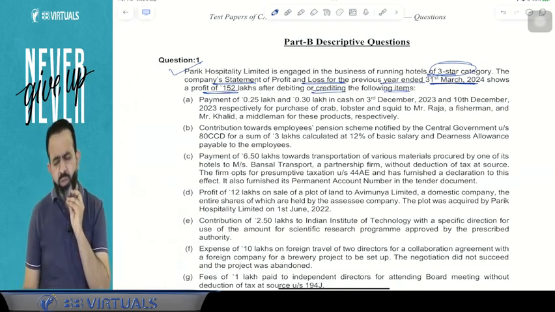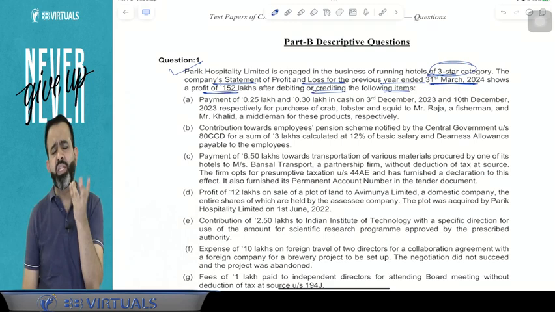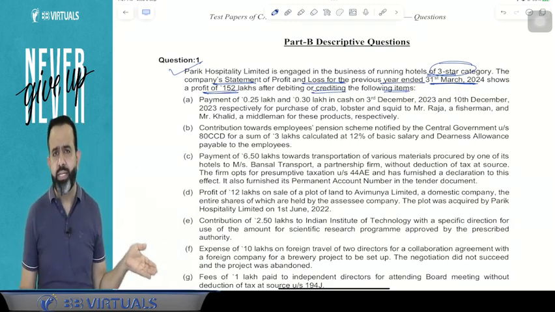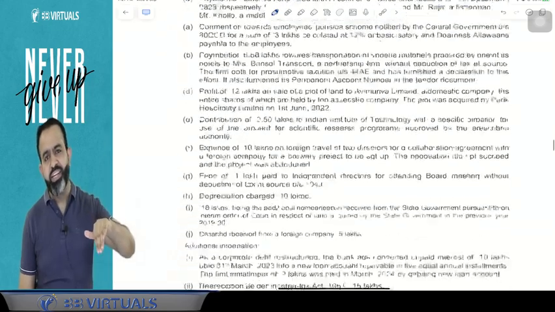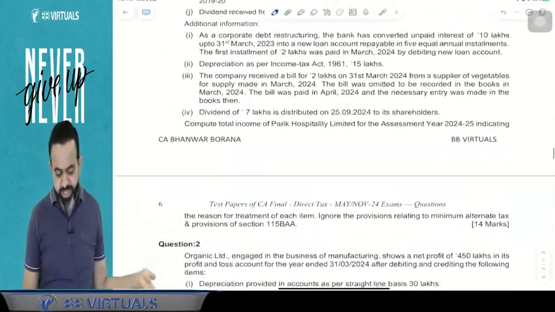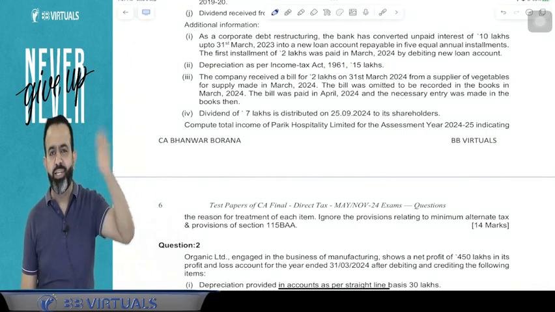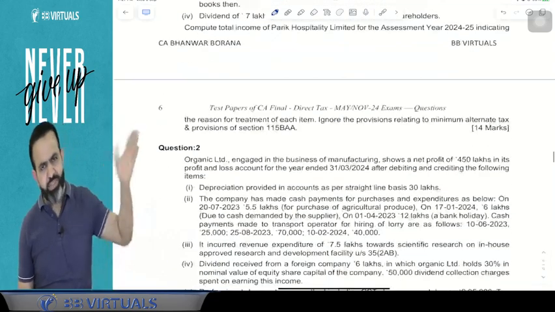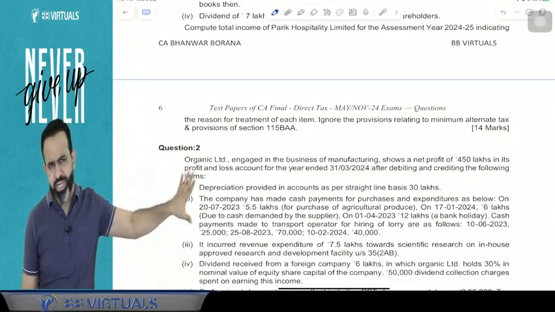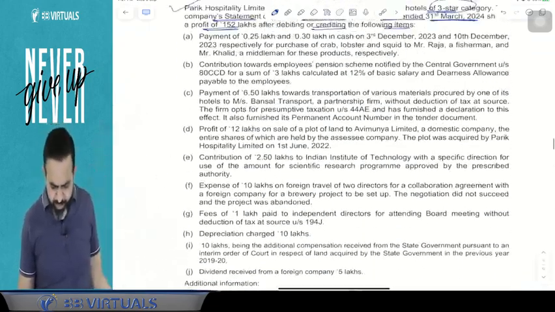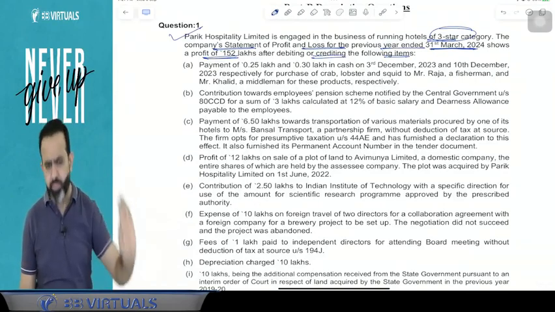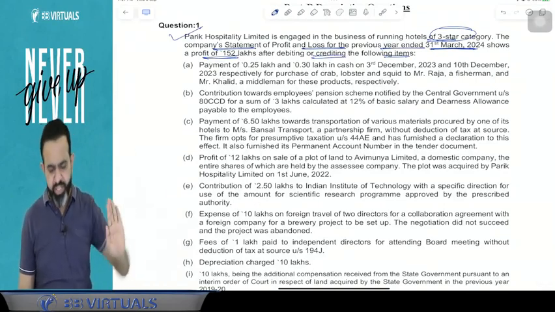Now when they have mentioned a 3-star hotel, you must be thinking about 35AD. But guys, here they have not done any capital expenditure. If you think about 35AD, then also they have not done any capital expenditure. So there is no question of that 100% deduction, and the answer is no. This is a normal hotel. There is no 35AD because they have not done any capital expenditure here. So this question is a simple question, a normal way. There is no 35AD.